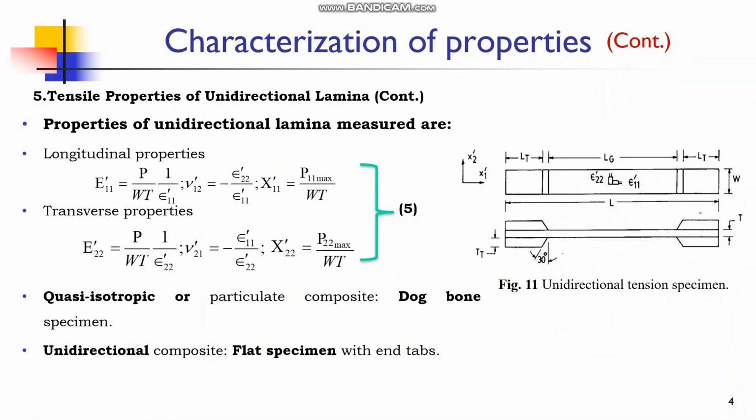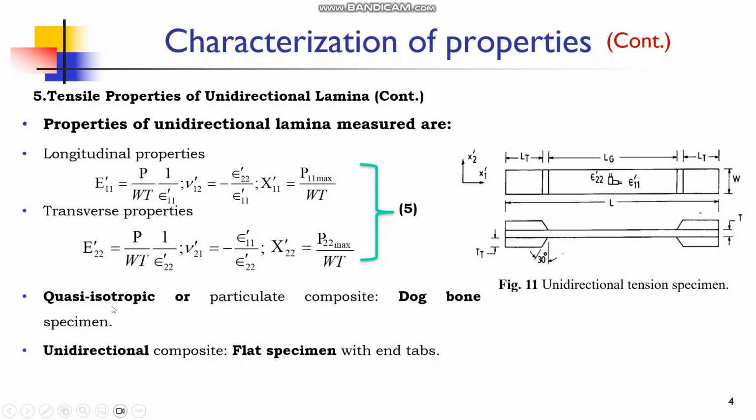We make use of a 90-degree lamina, that is, fiber oriented along the x2 axis. So in the denominator, the strain epsilon 2 term is used. From the tensile test of the 90-degree lamina, the minor Poisson's ratio is obtained, that is nu21, which is equal to minus epsilon 1 divided by epsilon 2. Transverse strength of the 90-degree lamina is measured as the maximum load along the x2 axis, or 2 direction, divided by the cross section area of the specimen.